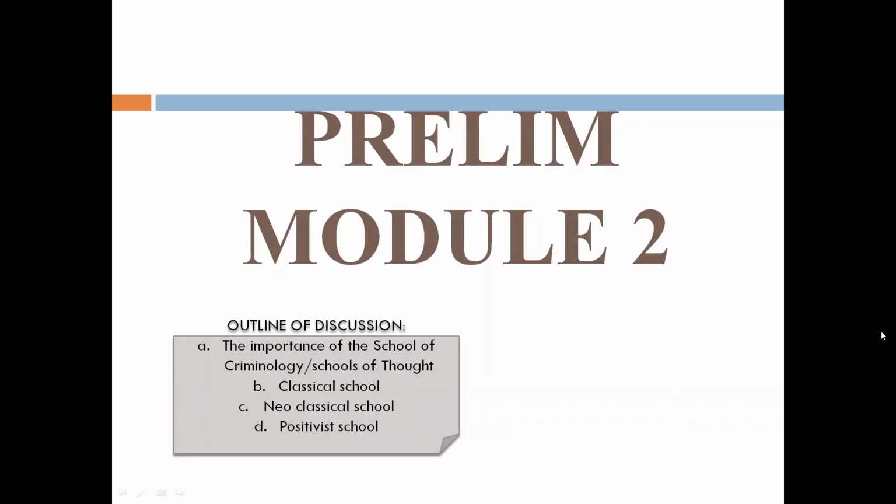All right, so welcome to another fruitful discussion with Mrs. M. So for today, we'll discuss the prelim module 2. The prepared outline of discussion are the following. First, the importance of School of Criminology, also known as schools of thought. Second, classical school. Third, neoclassical school. And lastly, the positivist school. So now let us first discuss the importance of studying the School of Criminology prior to the individual discussion of the schools of thought.